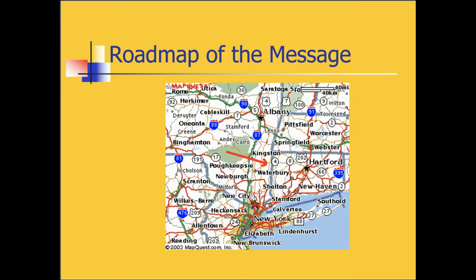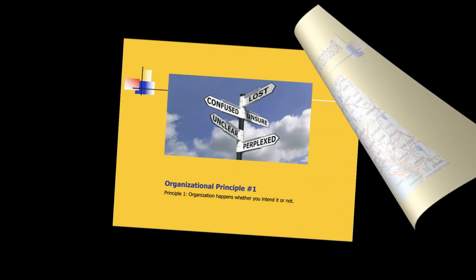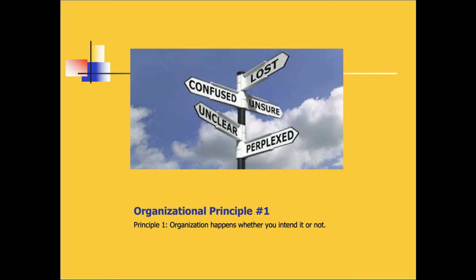So if you think of an outline like a roadmap of the message, it makes it much easier to understand how to utilize the outline and to make sense of the elements of construction for the oral message. When constructing an outline, there are 3 organizational principles that need to be considered.